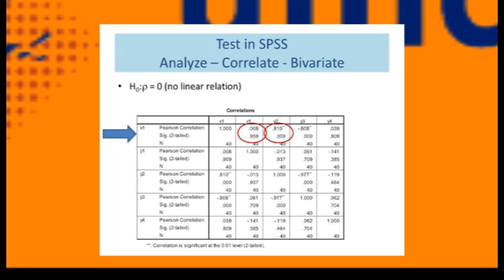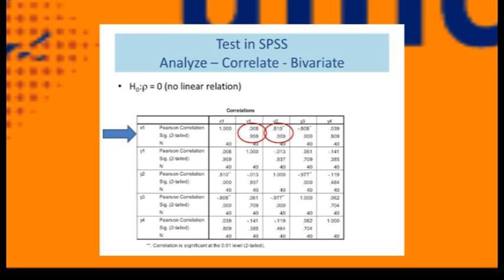The estimated correlation between x1 and y2 is 0.81, and the p-value is smaller than 0.05. So we conclude that a significant positive linear relation between these two variables exists. In the same way, we can see that there is a significant negative linear relation between x1 and y3 and no significant linear relation between x1 and y4.